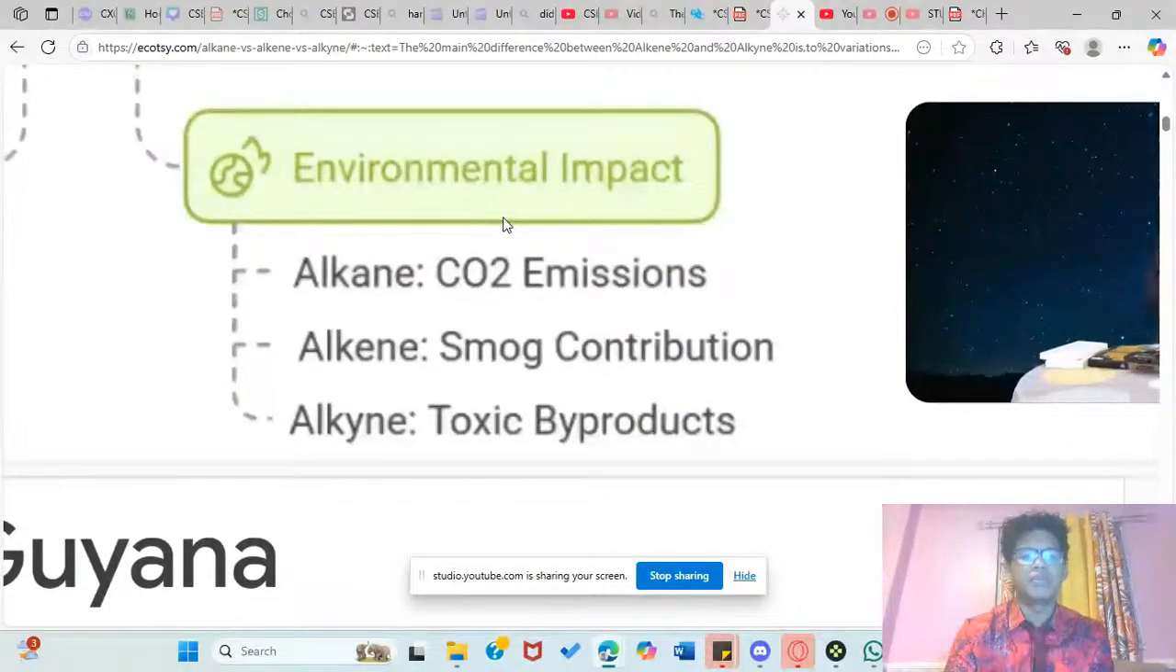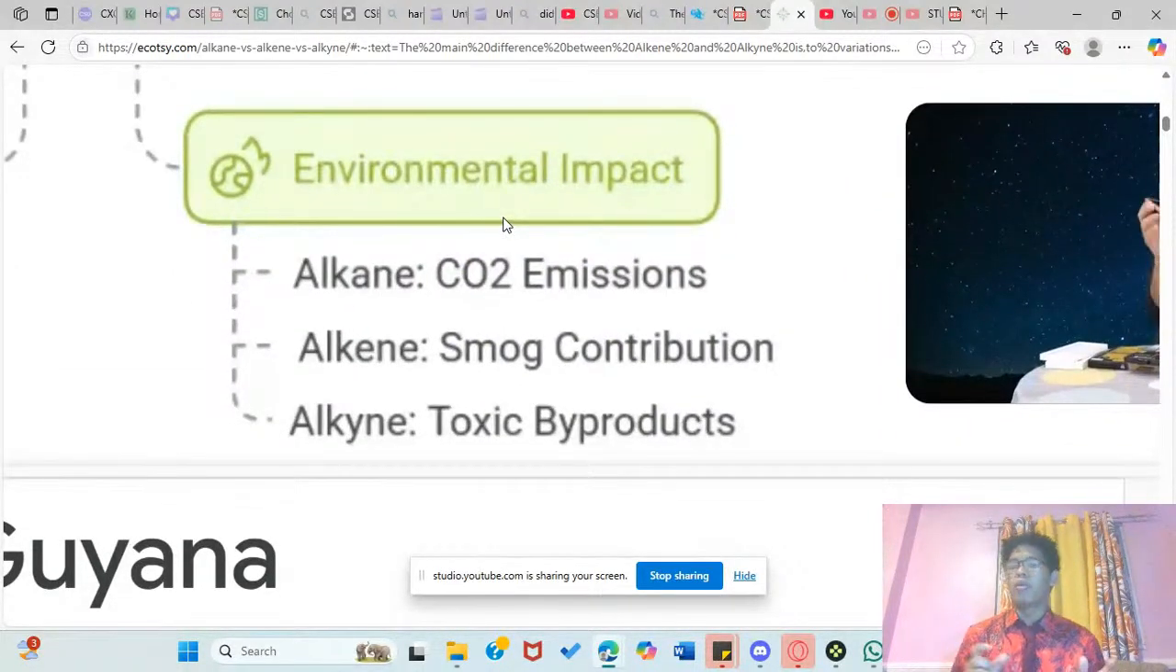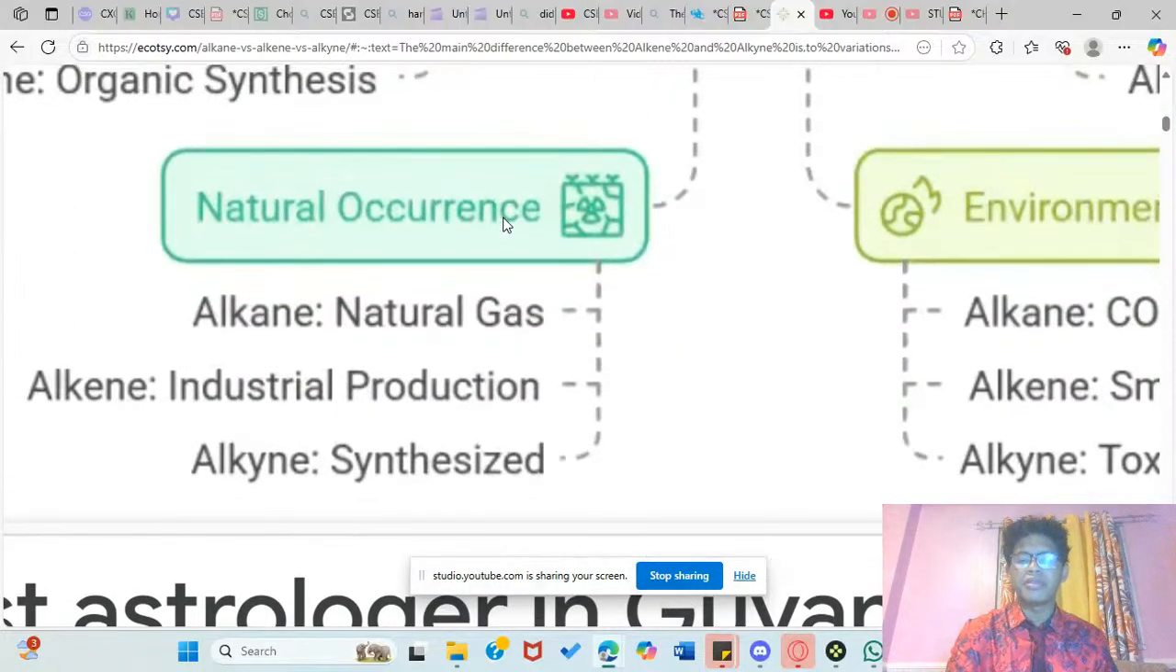So, back to the environmental impact of the homologous series, now of alkene and alkyne. Alkane has CO2 emissions, alkene has the smog contribution, and alkyne has toxic byproducts which could affect the atmosphere. A very important topic on the syllabus is polymerization, which raises the issue of environmental impact. We did talk about PVCs and the like, which could negatively affect the environment as a byproduct of the polymerization process, which usually involves a chain reaction.